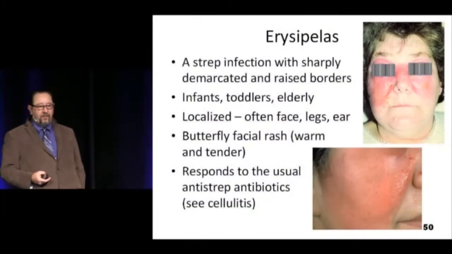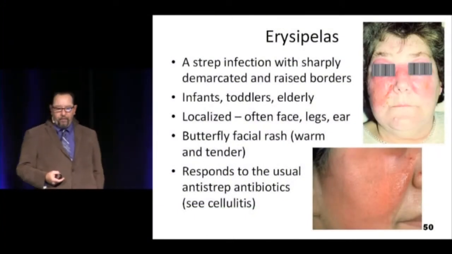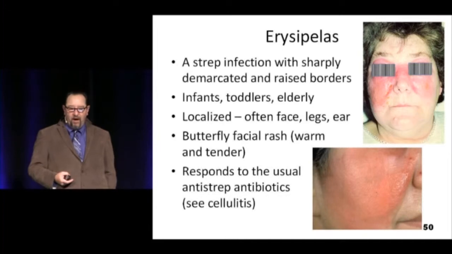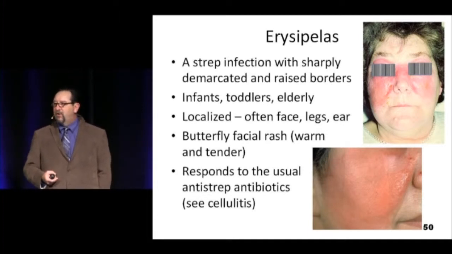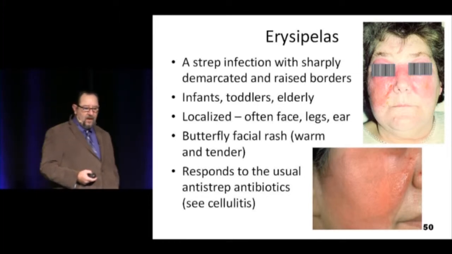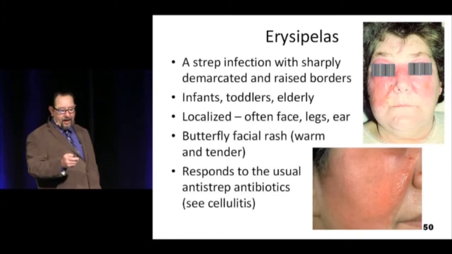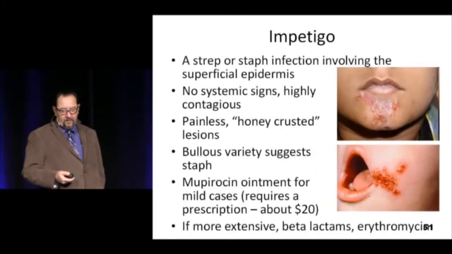This is erysipelas, the butterfly rash, or the sort of purple violaceous, well demarcated rash. Almost looks like the woman on the top has, you might say, lupus, or maybe even the sharp demarcation of that erysipelas on her upper eyelid. You might even think she was punched a week ago or something. Look how sharp the demarcation is. Responds to the usual anti-strep antibiotics.